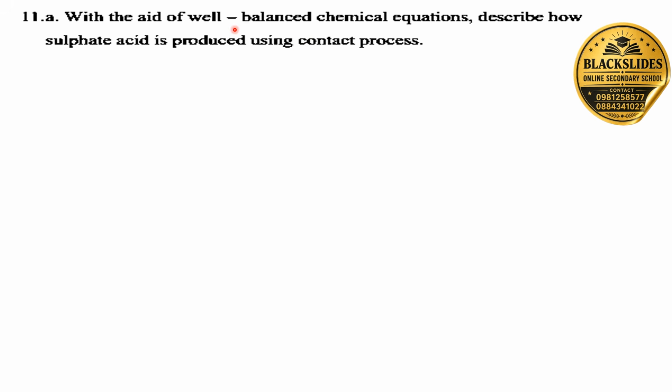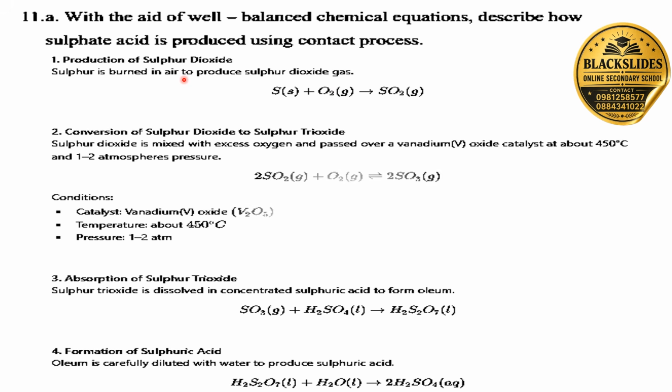So we are asked to use the balanced chemical equations. The first stage is the production of sulfur dioxide, in which sulfur is burned in air to produce sulfur dioxide gas according to this equation. So sulfur in solid state is burnt in oxygen gas to produce sulfur dioxide, which is also a gas.